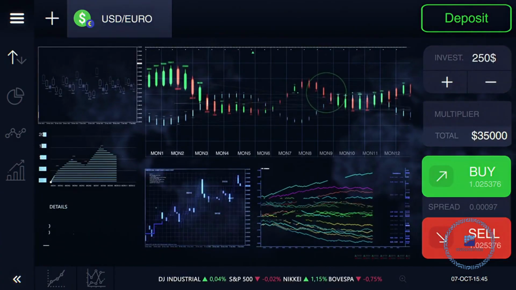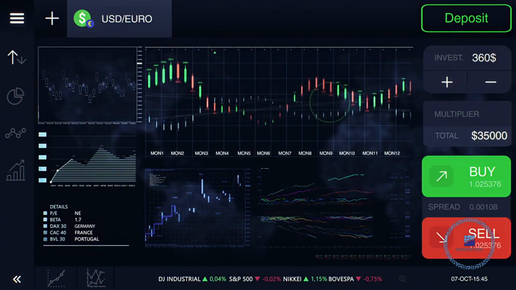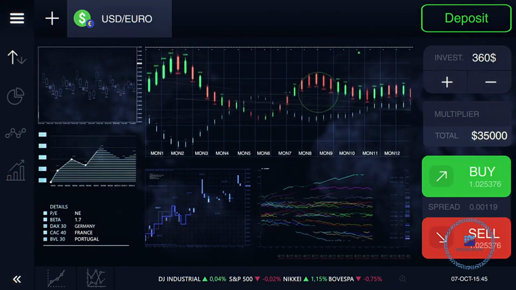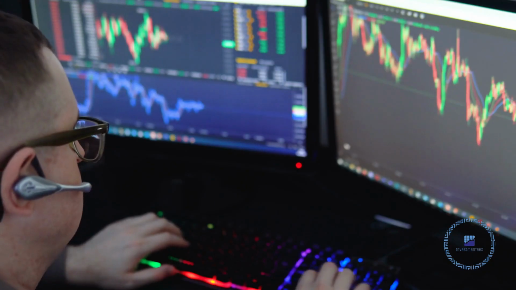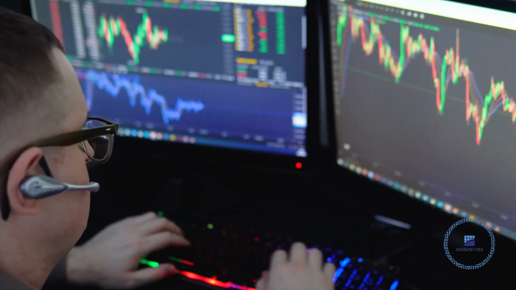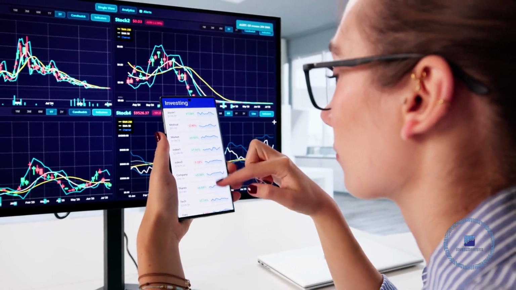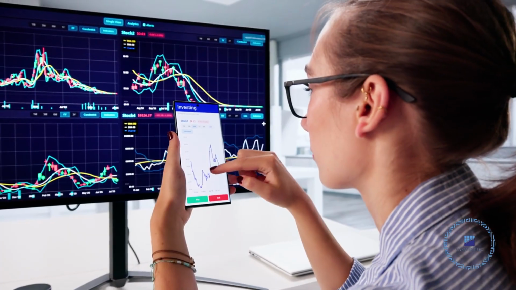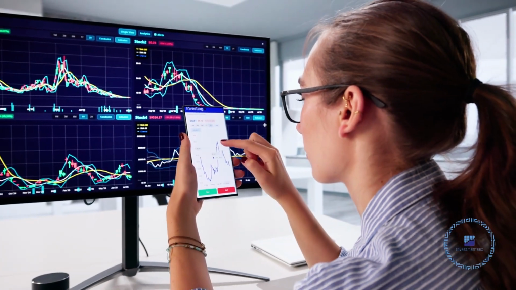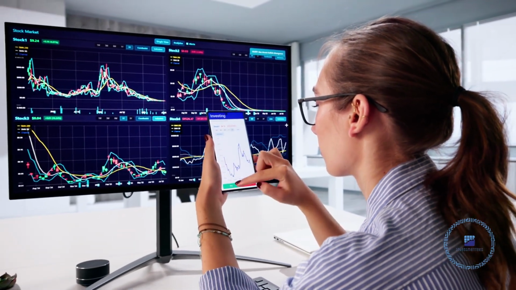Finally, buyers return with enough strength to push the price above point 2. This breakout creates point 4, confirming a bullish reversal. At this stage, many traders open a long position because the market has demonstrated increasing buying pressure.